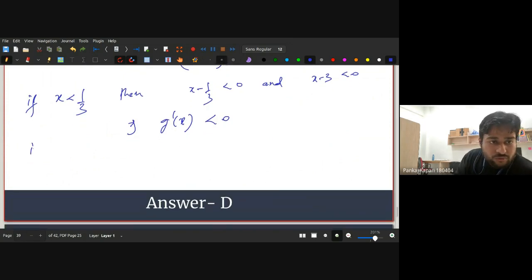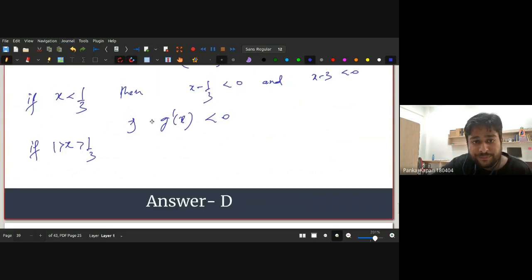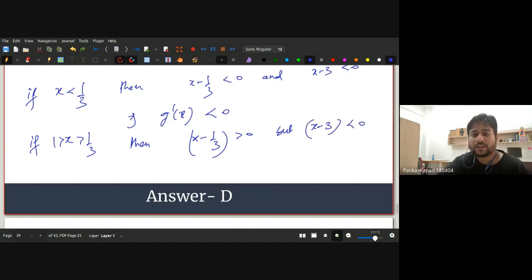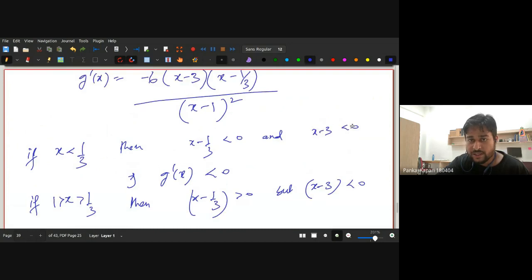Okay, so what will happen if x is bigger than 1/3? Now assume that it is less than 3, or very well less than 1. Let's not make it too large because we are in a small neighborhood of 1/3. So if this happens, then x minus 1/3 is positive, but x minus 3 is still negative.